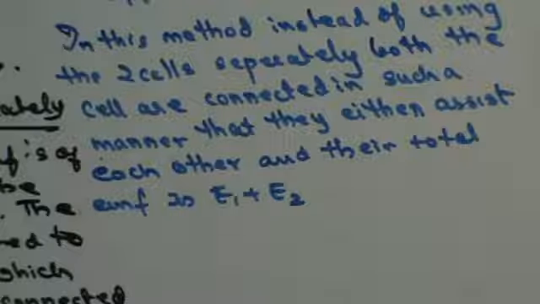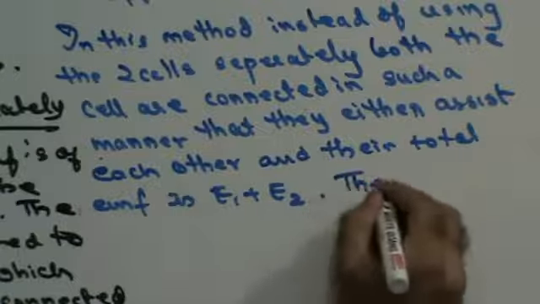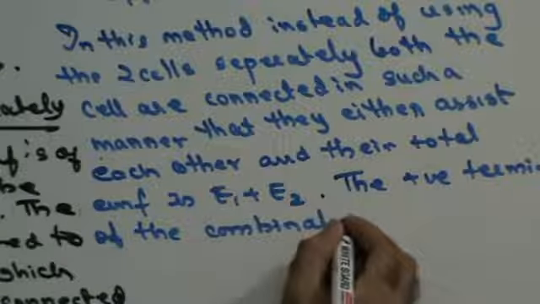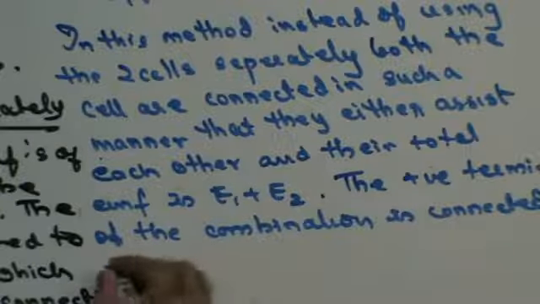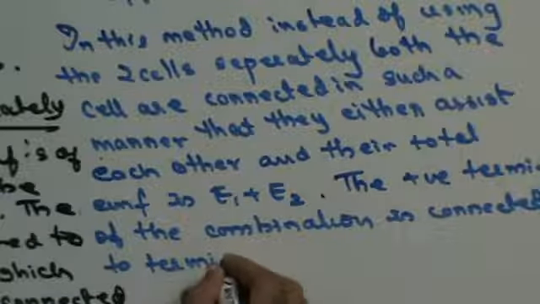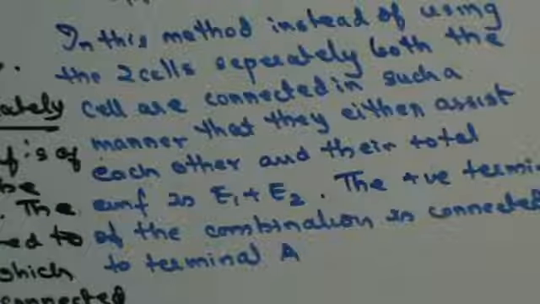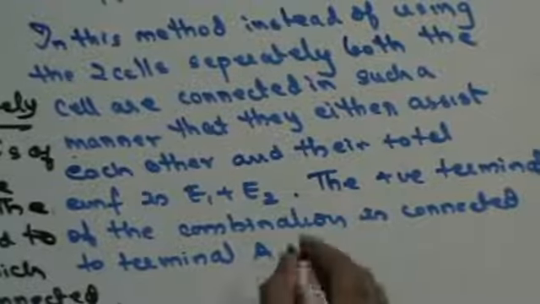Now in the first case I'm going to connect them so that they assist each other. Now the positive terminal of the combination is then connected to terminal A, where the positive terminal of the battery is connected.